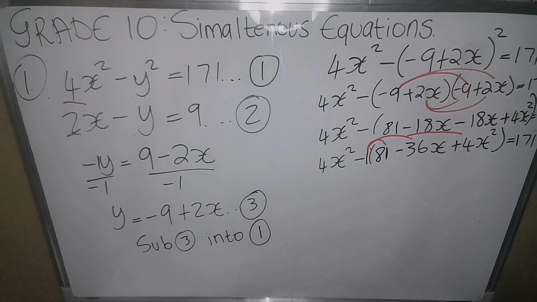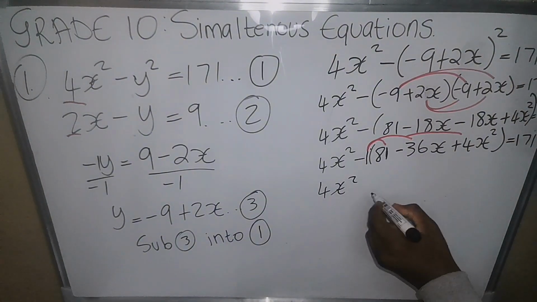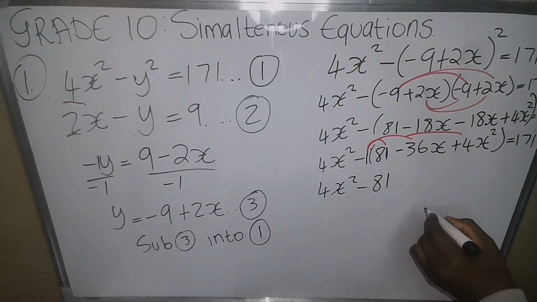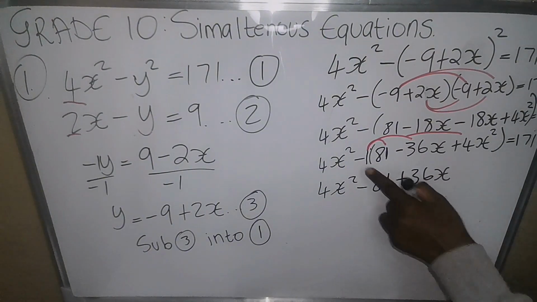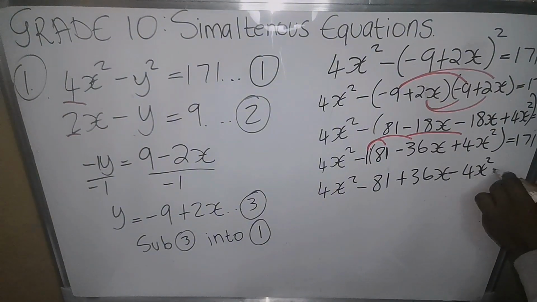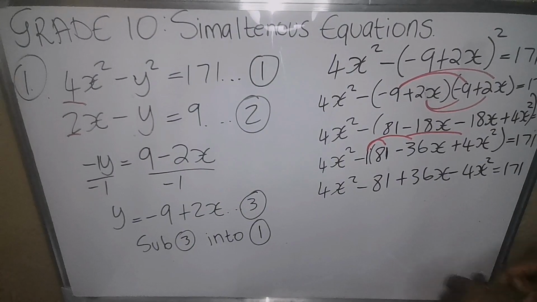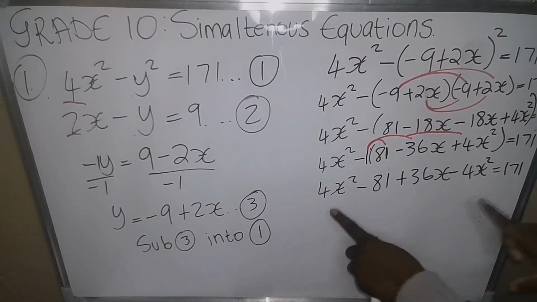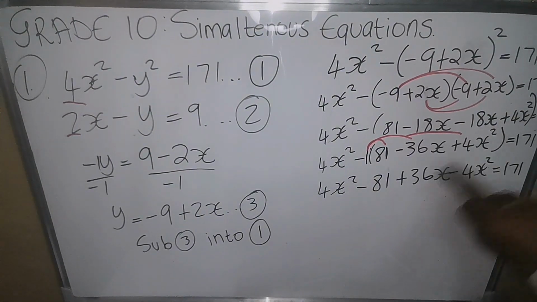So 4x squared, negative 1 times 81 is minus 81. Negative 1 times negative 36 is positive 36x. Negative 1 times 4x squared is minus 4x squared, equals 171. Okay, guys. Now I can see that 4x squared and 4x squared are like terms. 4x squared minus 4x squared is 0.